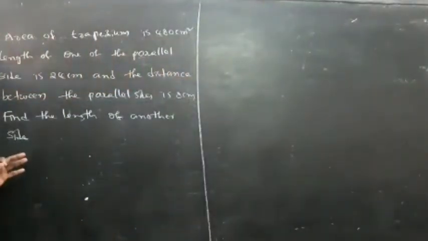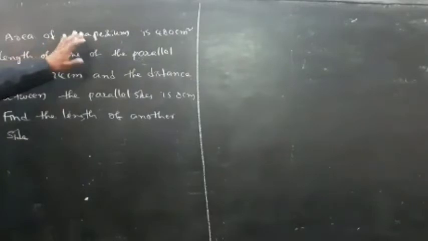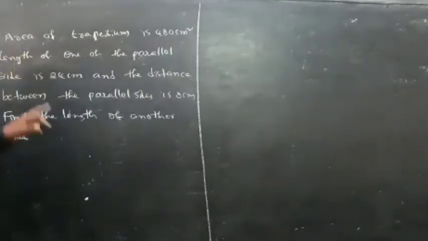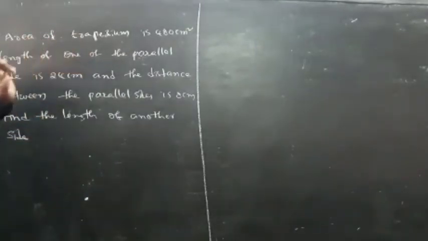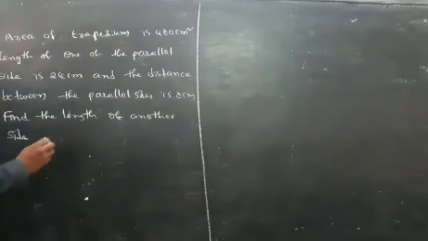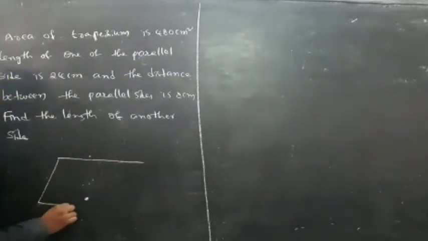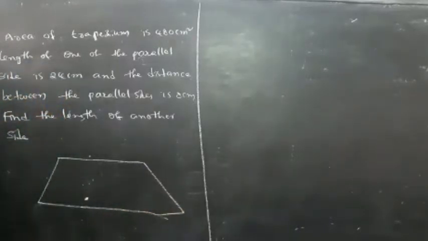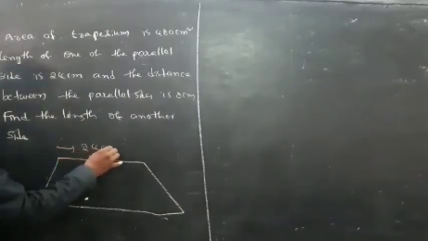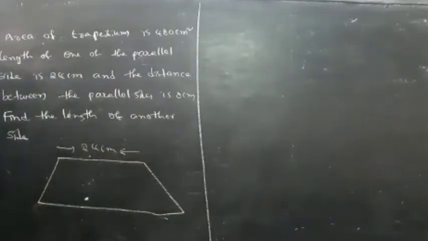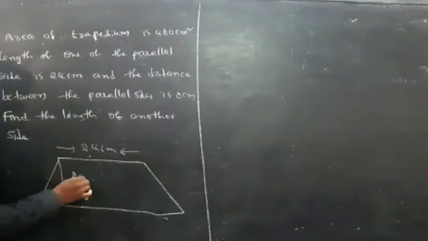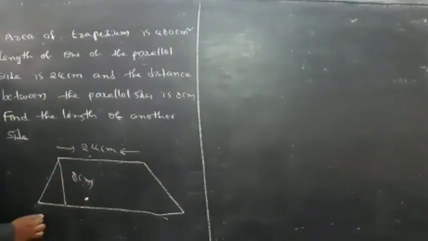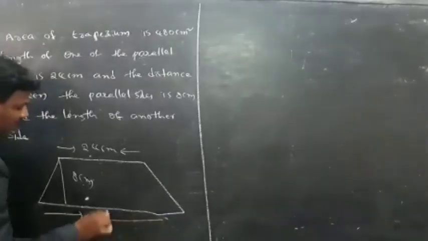Here is the first question in the division class. Area of the trapezium is 480 centimeters square. So what is the area of the trapezium? 480 centimeters square. Length of one of the parallel sides is 24 centimeters. Here is one trapezium. In this trapezium, the length of one of the parallel sides, how much is it? 24 centimeters. Then the distance between the two parallel lines is equal to 8 centimeters. Now you have to find the length of the other parallel side.